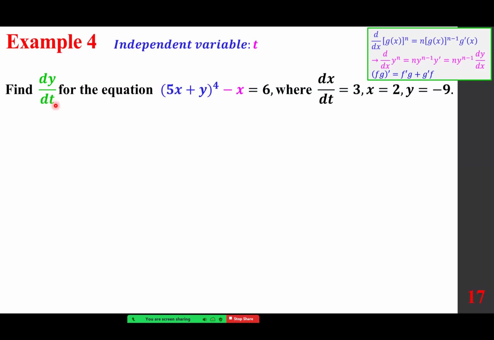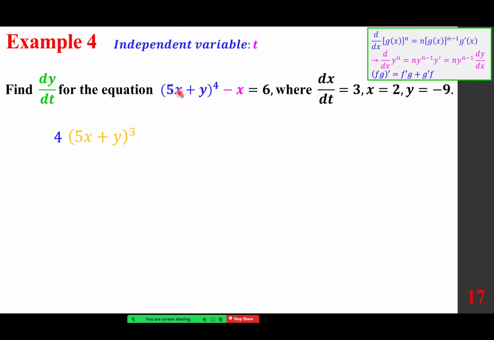Find dy/dt for the equation 5x plus y to the power of 4 minus x equals 6, where dx/dt is 3, x equals 2, y equals negative 9. Again, the fact that you have dy/dt, you have dx/dt is telling you t is the independent variable. So if I want to differentiate that, I'm going to stick with the extended power rule. I put the 4 in front. Then I put the same thing to the power of 3. That's n g of x to the power of n minus 1. And then by the chain rule, I need g prime of x. I need the derivative of the inside.